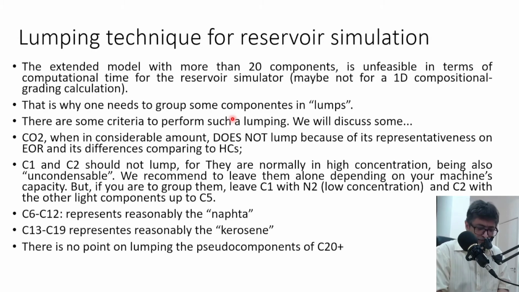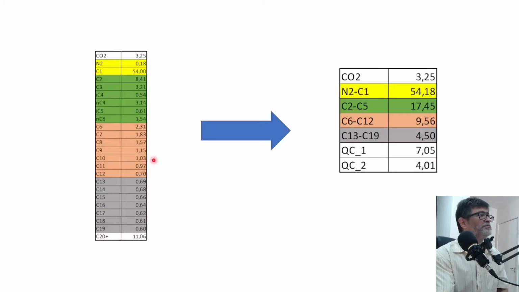So then we have CO2. And then you lump nitrogen with methane. Then you lump C2 to C5. Then you lump C6 to C12. Then you lump C13 to C19. And keep the quadrature components that respond for C20 plus, exactly as they were generated.